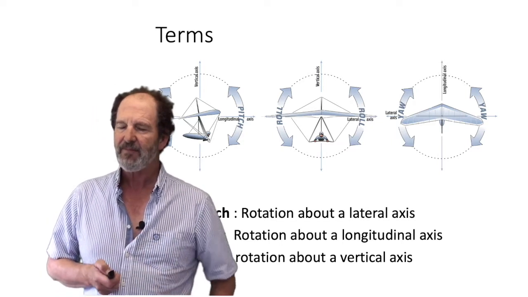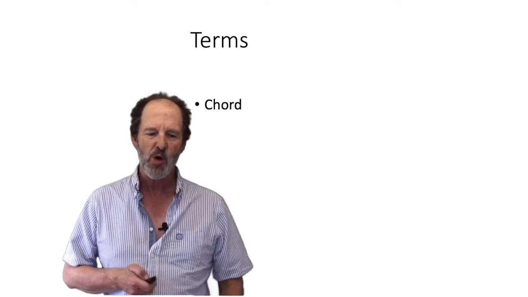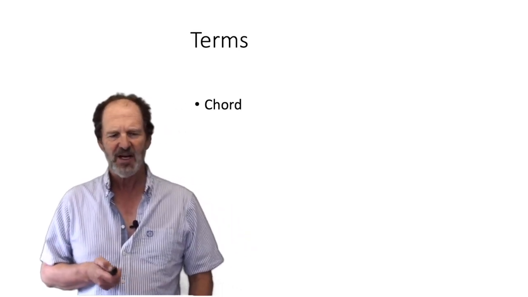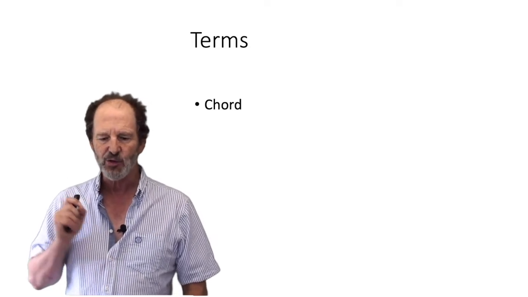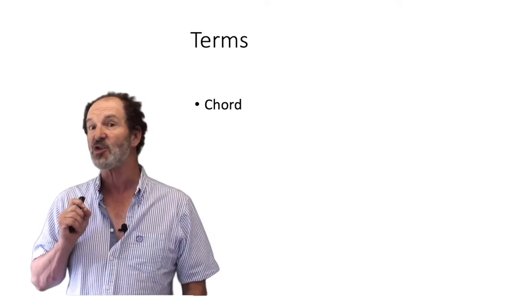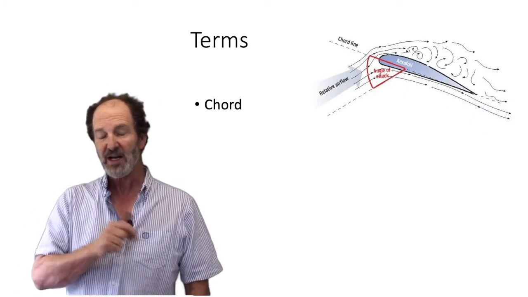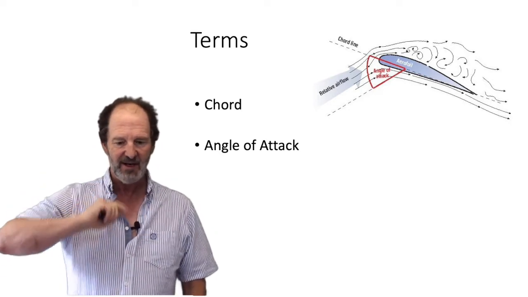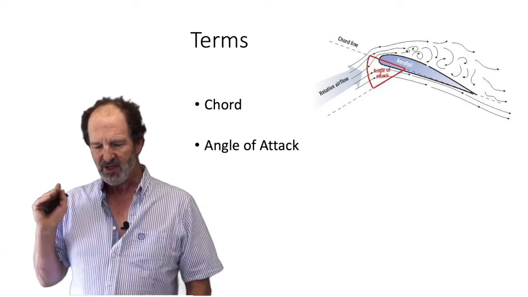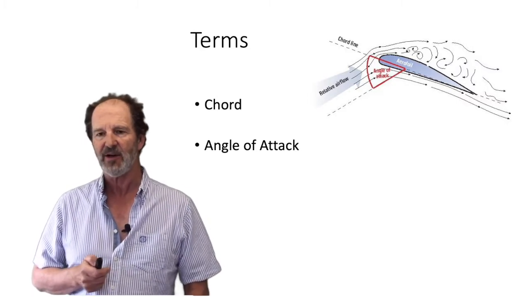Some more jargon, I'm afraid, here that we're getting into. Chord. Chord spelt with an H. The chord line, I think I've already mentioned, is a line drawn from the centre of the trailing edge through to the centre of the leading edge. So the trailing edge is the back of the aerofoil, the sharp bit, and the leading edge is the blunt part at the front. So the chord line is drawn through those. So a little diagram there showing the chord line.